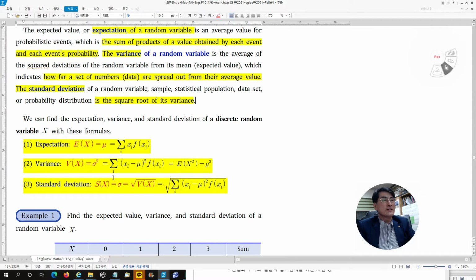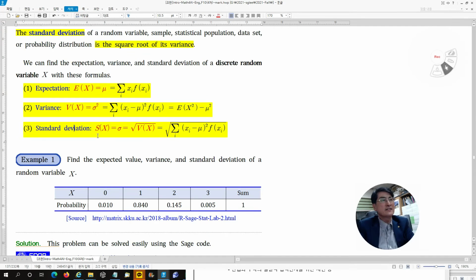Variance is the summation of xi minus expectation mu squared times f of xi, which is the same as E of x squared minus mu squared. This is written as V of x or sigma squared. Standard deviation is just the square root of variance, so it's sigma or s of x.